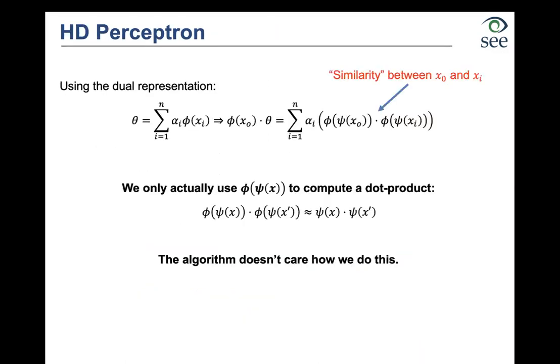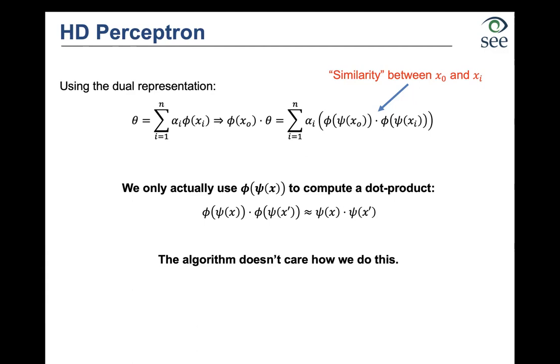But what we can realize is that if we look at this dual representation of our separator, remember what we said: we could represent the vector of coefficients as either just a vector, or as this linear combination of embeddings of data points. If we use this dual representation, we only ever actually use the embeddings to compute a dot product. We've composed our HD encoding with these enhanced features, and that's just approximating this underlying dot product.